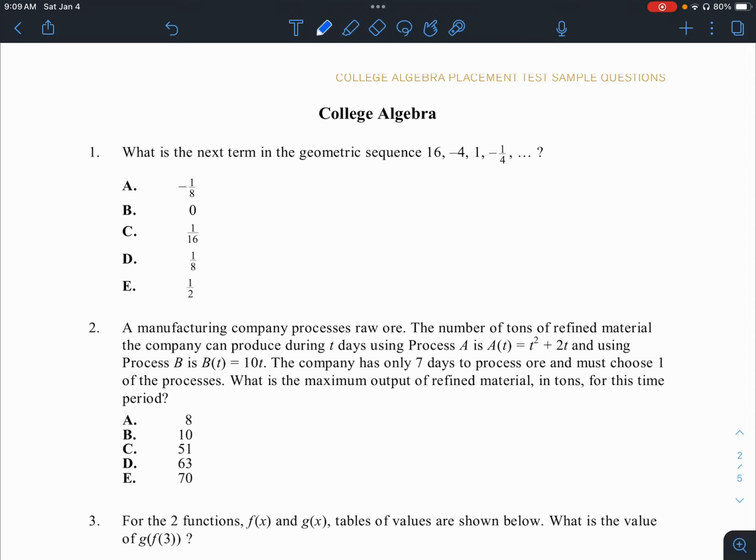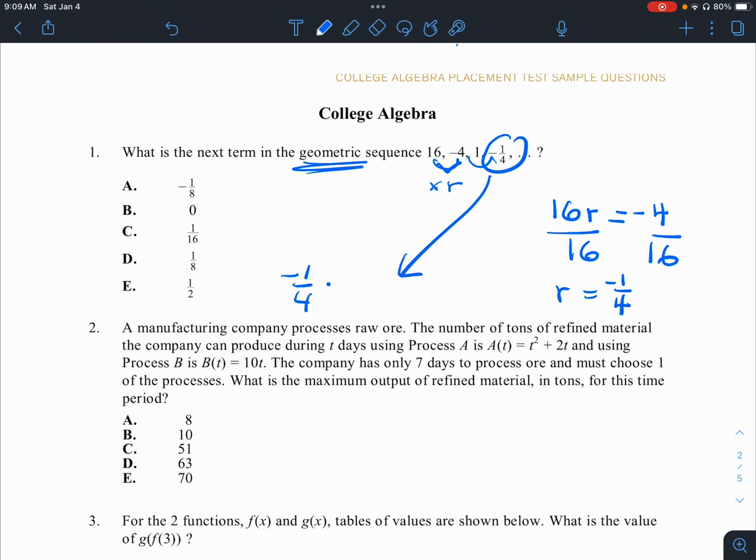It says, what is the next term in this geometric sequence? Okay, this is talking about a geometric sequence. That means in between the terms, we are multiplying by a constant or a common ratio. If you are not sure what you're multiplying by, simply make an equation. 16 times r equals -4, and then solve this equation for r. It will reveal the common ratio. In between each of these terms, we're multiplying by a -1/4. So we're going to pick up where this left off. We left off with a -1/4. We're going to multiply by -1/4, and that gives us -1/16 would be the next term in this sequence.